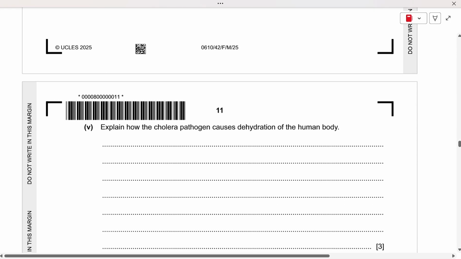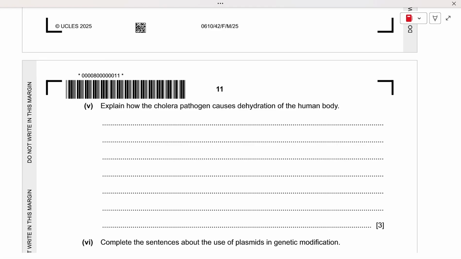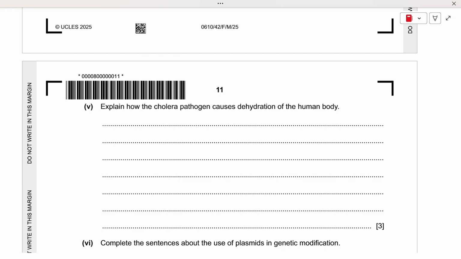Explain how the cholera pathogen causes dehydration of the human body. It causes dehydration because the cholera pathogen results in production of toxin. The toxin then causes secretion of chloride ions, and accumulation of chloride ions in the small intestine causes water to move into the small intestine by what? By osmosis, and this is due to difference in water potential. Then this accumulated water results in diarrhea. Diarrhea is like passing of watery feces. So much water is being lost, eventually resulting in dehydration.